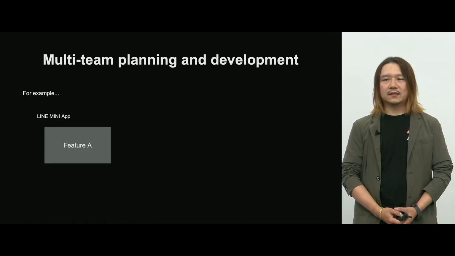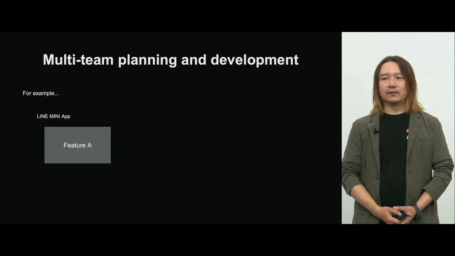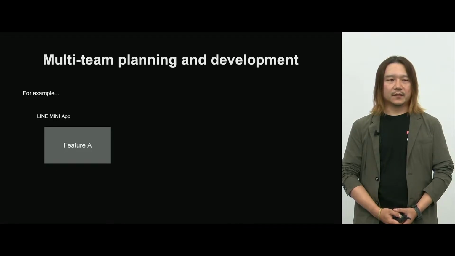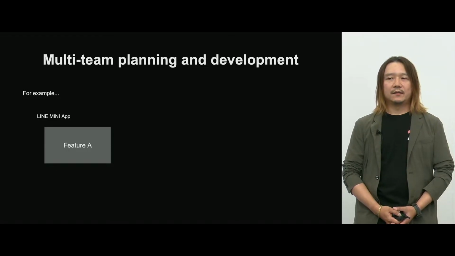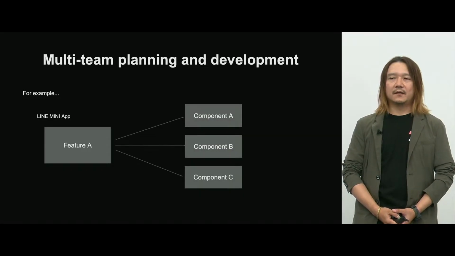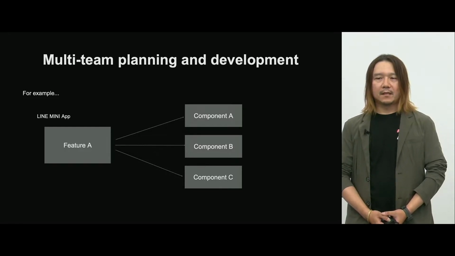Development and QA are carried out by many teams. For example, say the Line Mini App feature A is developed. Let's think about that case. To realize feature A, upgrades to three components, component A, B, and C, are required.